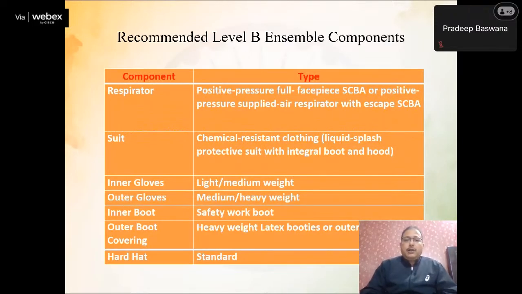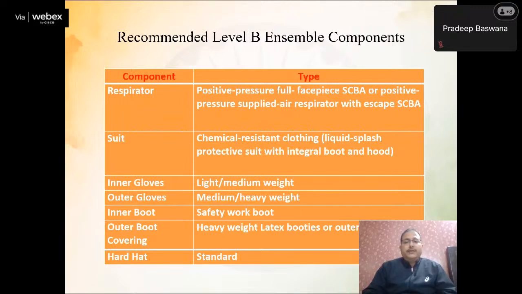Again, the question arises about the recommended level B ensemble components. The same things are there: a respirator, suit, inner gloves, inner boot, outer boot covering, and hard hat. The respirator should again have positive pressure, full face piece SCBA, or positive pressure supplied air respirator with escape SCBA. So again, it is quite similar. There is a very minute difference between level A and level B. It should have chemical resistant clothing, a liquid splash protective suit with integral boot and hood. It should be integrated inside.